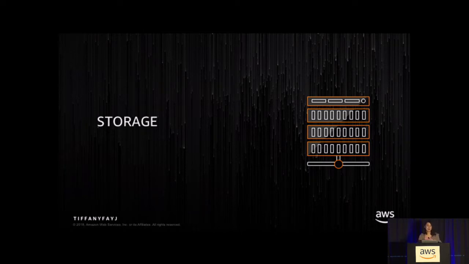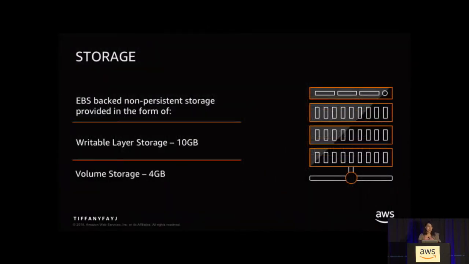Okay, so now you might be wondering, how does the whole idea of storage work? So with Fargate, you can use EBS-backed non-persistent storage. So basically, it can be used as your application scratch space. So when your task terminates, then your storage does too. And then there's Docker layer storage as well.